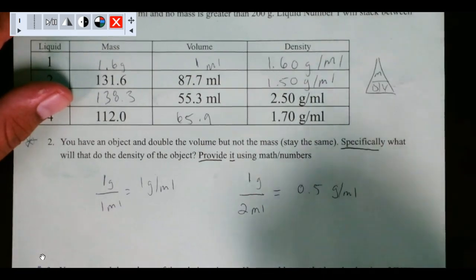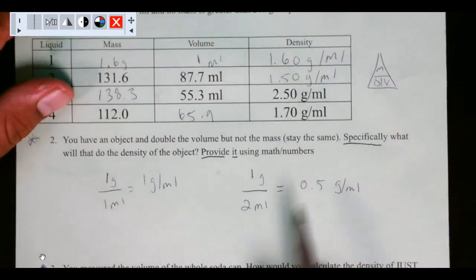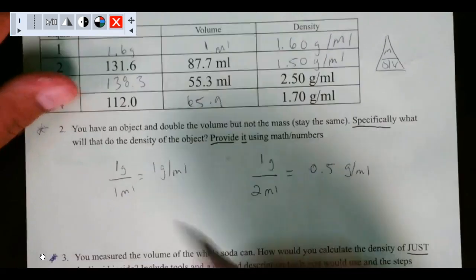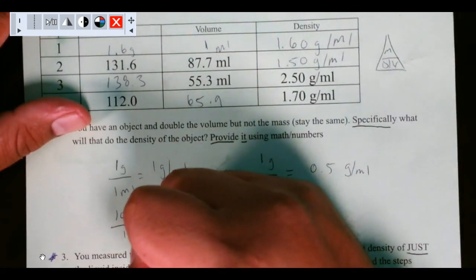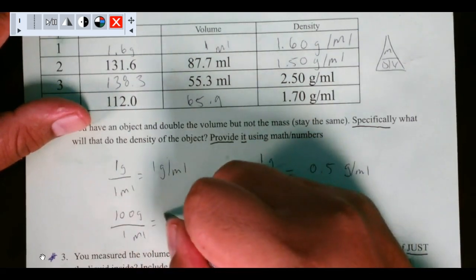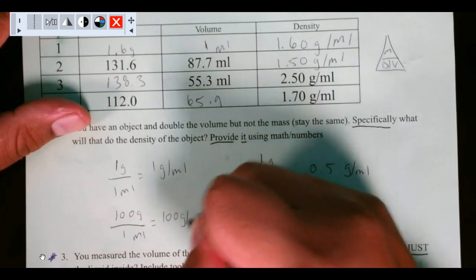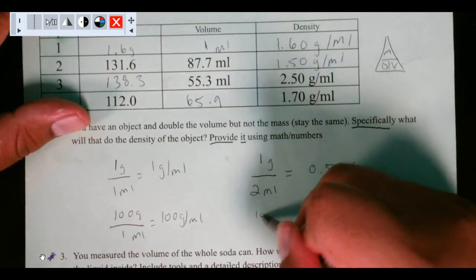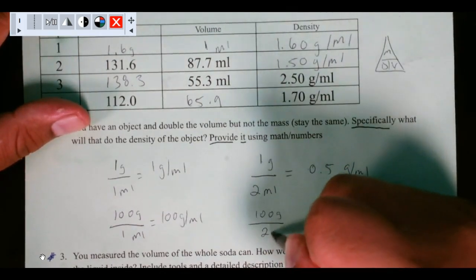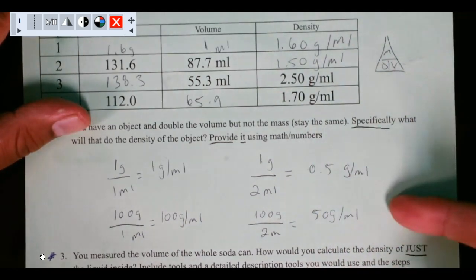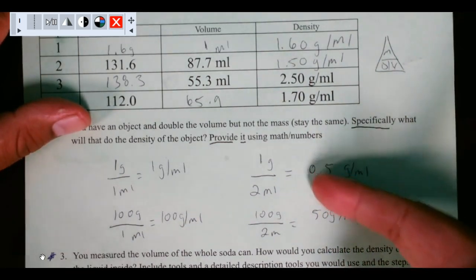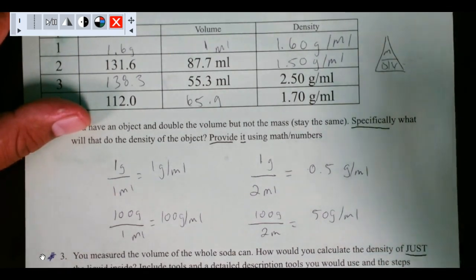Does this mean all objects will float? This is another great question. In this case, yes, but not in all cases. What happens if you had 100 grams divided by 1 ml? That's going to give me a density of 100 grams per ml. This will sink. What happens if it's 100 grams over 2 mLs? Well, that will be 50 grams per ml. This will also sink. So again, doubling the volume doesn't guarantee that the object is going to float. In some cases it will, but not in all cases.